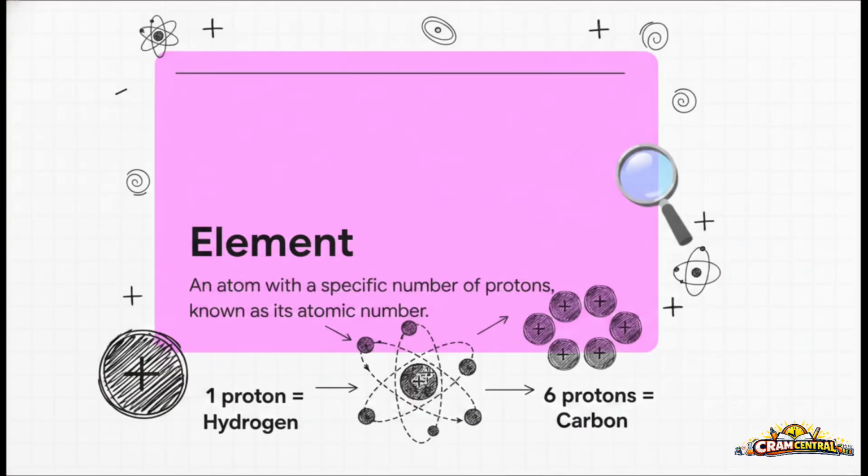An element is defined entirely by its atomic number, and that number is just how many positively charged protons are sitting right there in the nucleus of the atom. It's really that simple. Hydrogen has 1 proton, so its atomic number is 1. Carbon has 6 protons, so it's number 6. If you just add or subtract a single proton, you literally change the very nature of the substance.